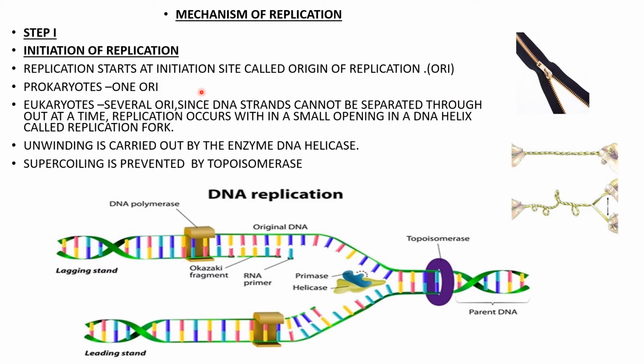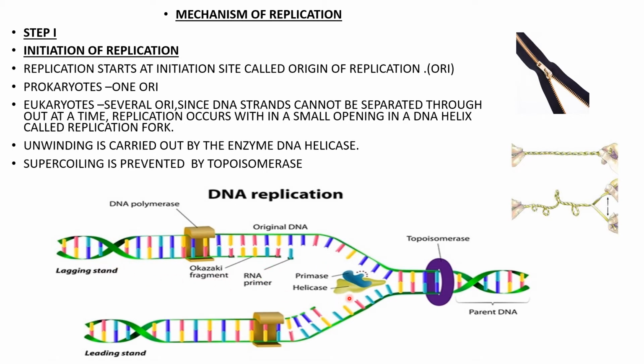In prokaryotes, there is only one origin of replication. But coming to eukaryotes, there are several ORI regions. Since DNA strands cannot open at a stretch throughout, the replication fork will occur within the small openings of the DNA helix, and that opening we call the replication fork here.